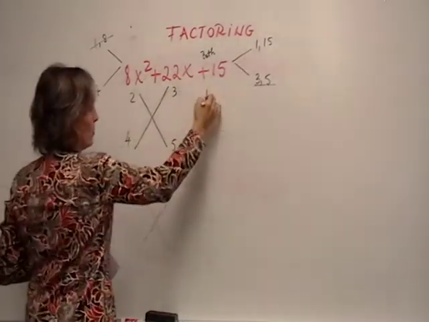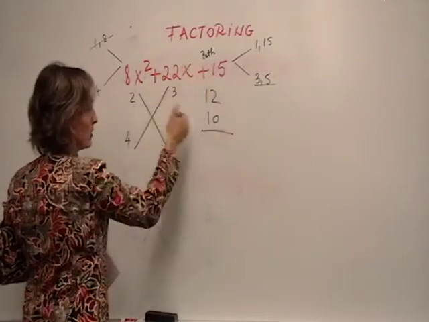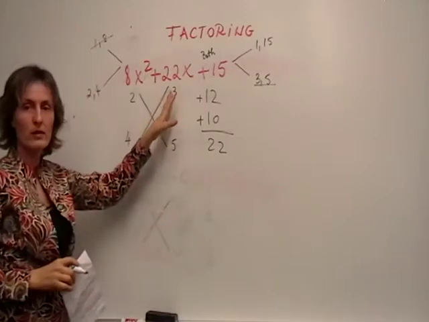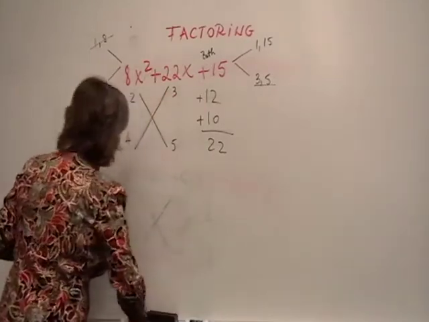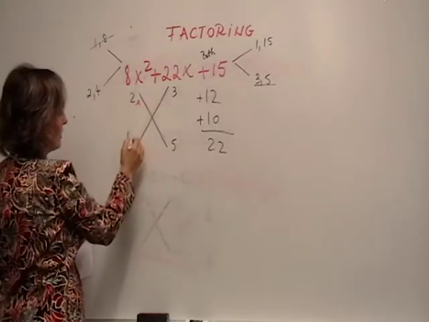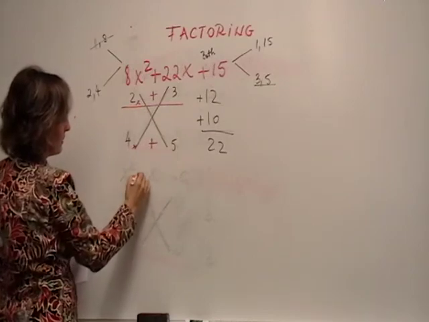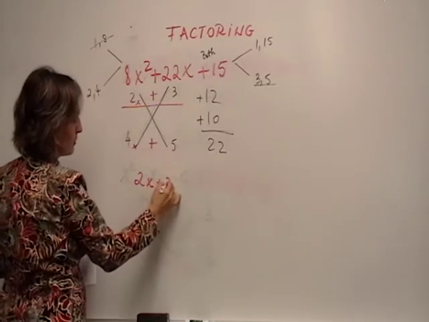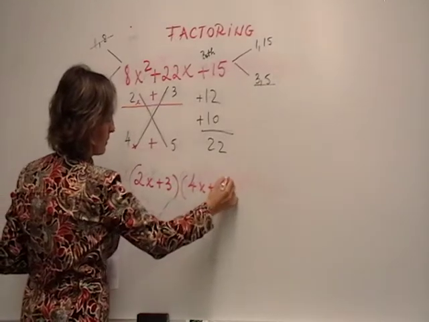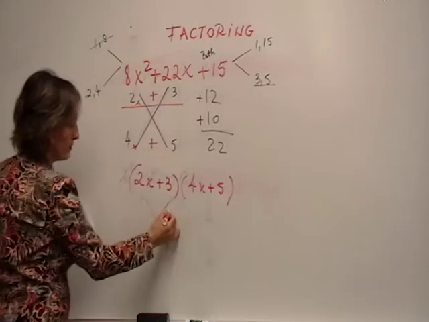3 times 4, 12, and 2 times 5, 10. Both positive, so I have 22. Is that what you have? Yes. So it's fun, right? It's just one more step. You put the x here, remember to put the signs, and your answer is going to be 2x plus 3 times 4x plus 5. And if you want, you can go ahead and multiply it using FOIL.